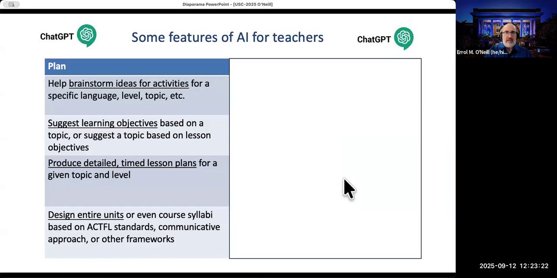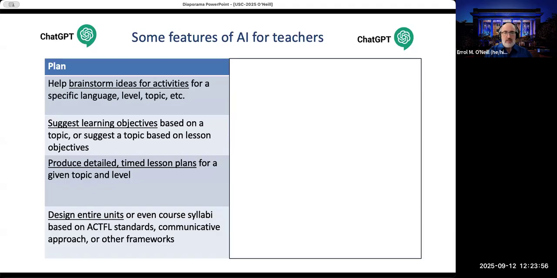Some features of AI for teachers. We also, as instructors, can use AI to assist us in our lesson planning, for example, for brainstorming ideas, suggesting learning objectives for a specific theme. It's also possible to ask for detailed timed lesson plans. In some cases, I've tried that and it seems to come out with something fairly useful. In other cases, it's something that would need to be tweaked, but it can be a starting point if someone was interested in doing it.